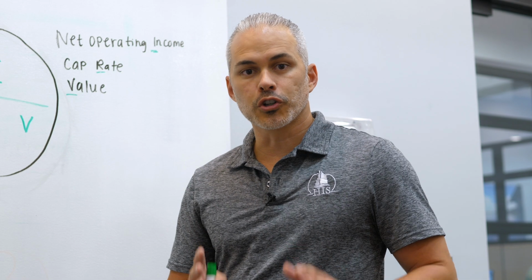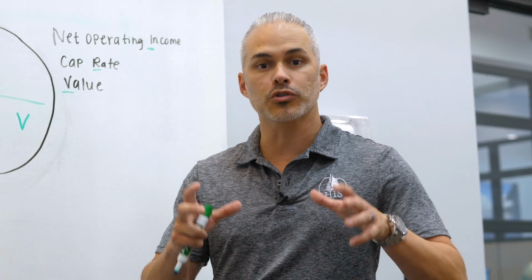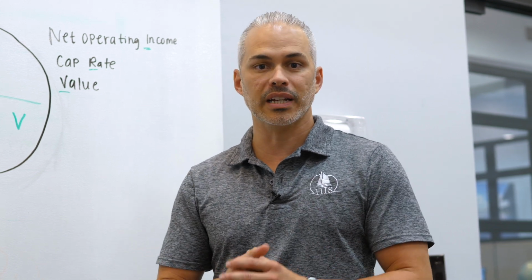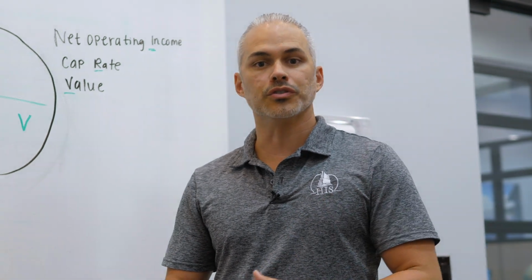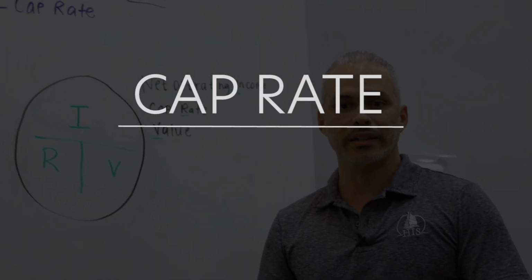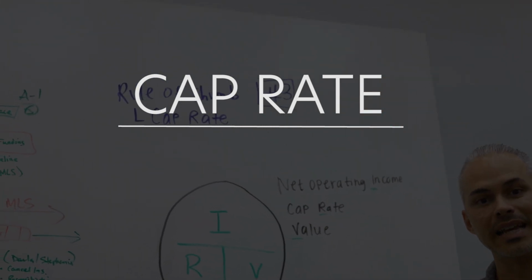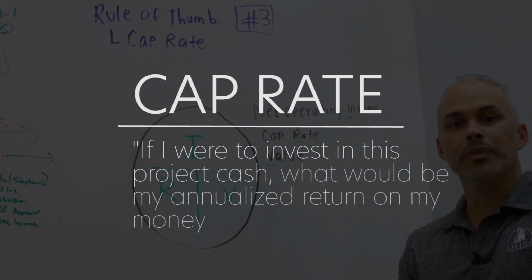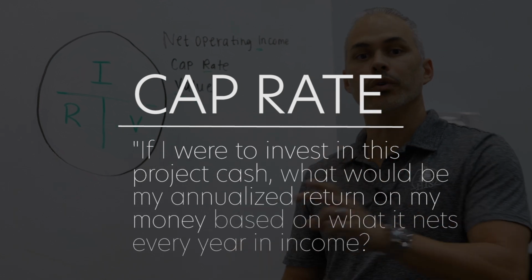So now that you've determined exactly how to get to the net operating income, I can show you one of the most popular ways that investors analyze a project based on its income stream. It begins with a formula called cap rate, which is known as the capitalization rate. Basically, this formula says that if I were to invest in this project in cash, what would be my annualized return on my money based on what it nets every year in income?